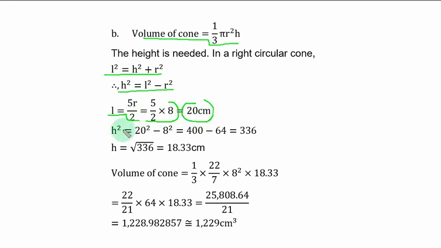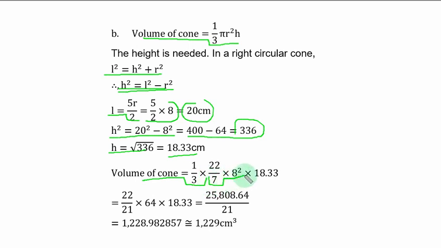So let's get h. H squared, we are back here, is equal to 20 for L squared, minus 8 for r squared, and that is 400 minus 64, and you have 336. To get h, you take the square root of both sides, so h is equal to the square root of 336, and that is 18.33 cm.